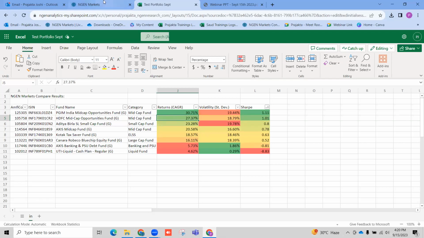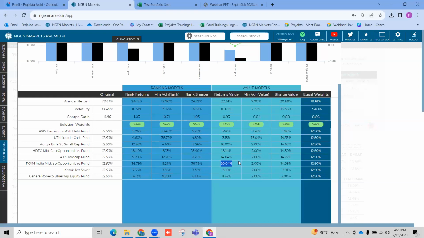And that is exactly what the value model has done. The value model has said that, okay, PGIM has definitely the highest return, 30% is what it has clocked. But HDFC is also not bad. It has clocked in a 27% return. So 27 versus 30, it will definitely give the lesser weightage, but 18% is what is being given here.